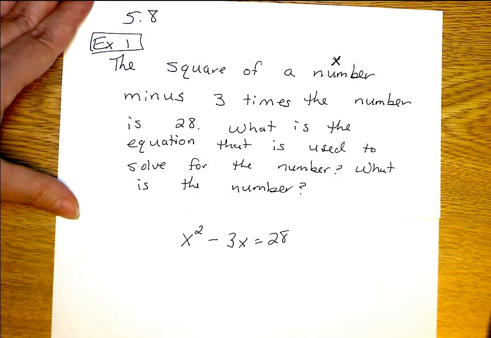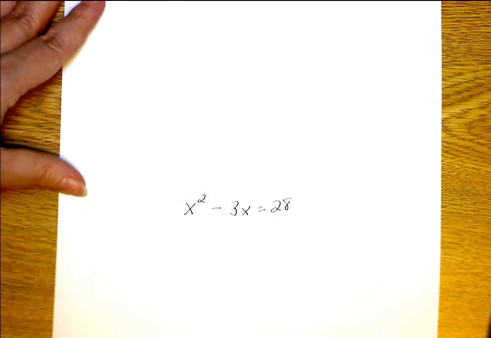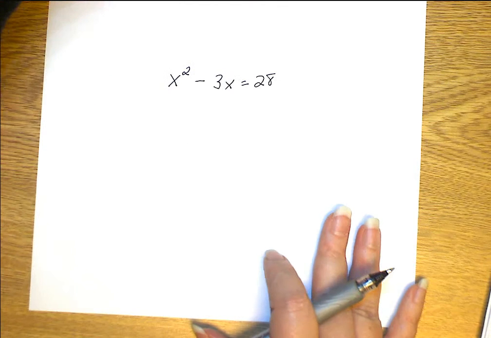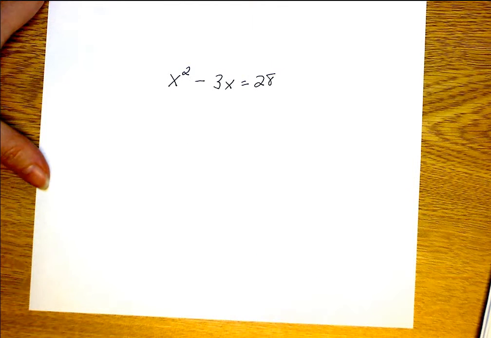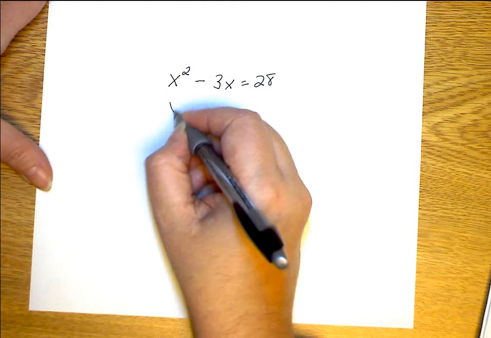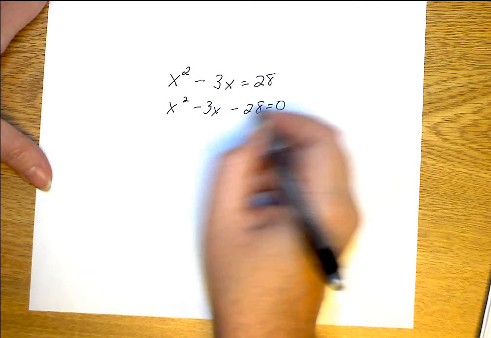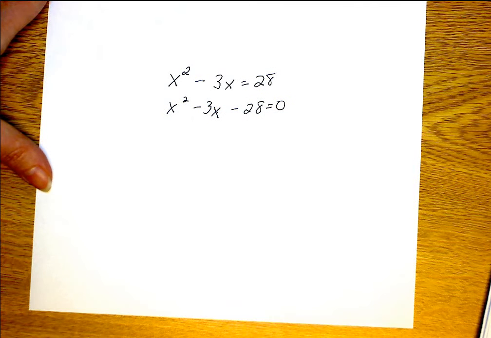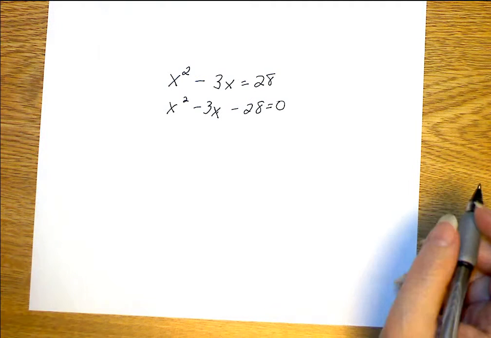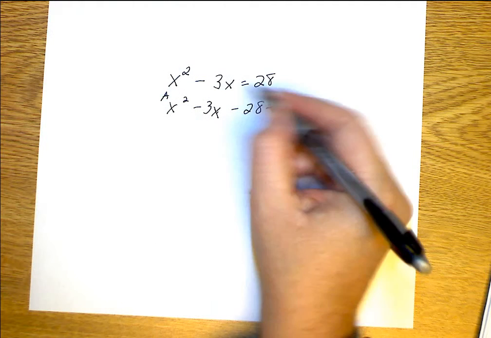Alright, so first of all, questions on that part? I'm going to get rid of the top so I can move this up. Now what's the next step I have to do? Subtract 28. So I have x squared minus 3x minus 28 is equal to 0. You have to do AC. So A is 1 and C is negative 28.